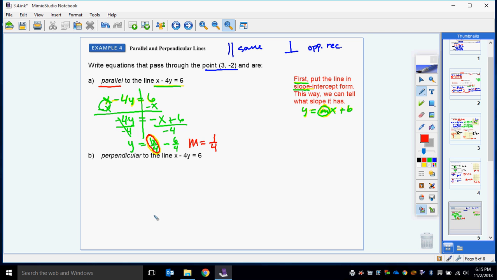Okay. All right. Now that I know the slope, I know how to make a line parallel. Right? If I'm going to have the equation of this blue line, it needs to have this slope. So here's what we got. We've got a slope and we've got a point that it goes through. Which form are we using? If we have a point and a slope, we're using point slope form.